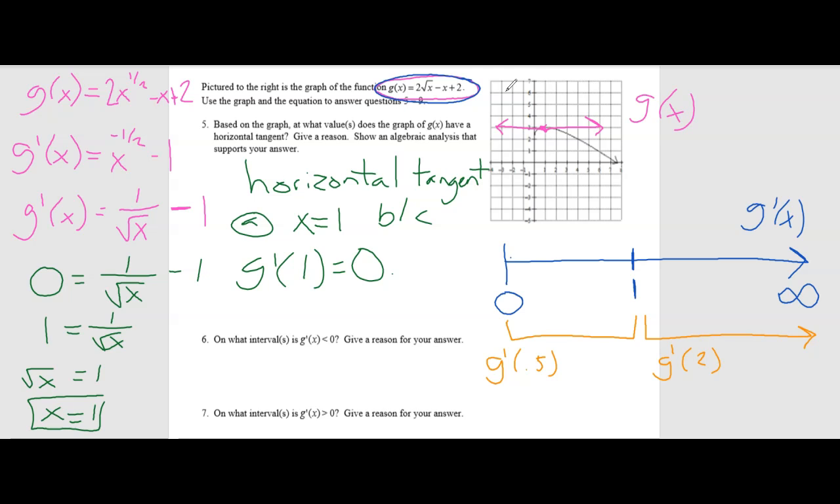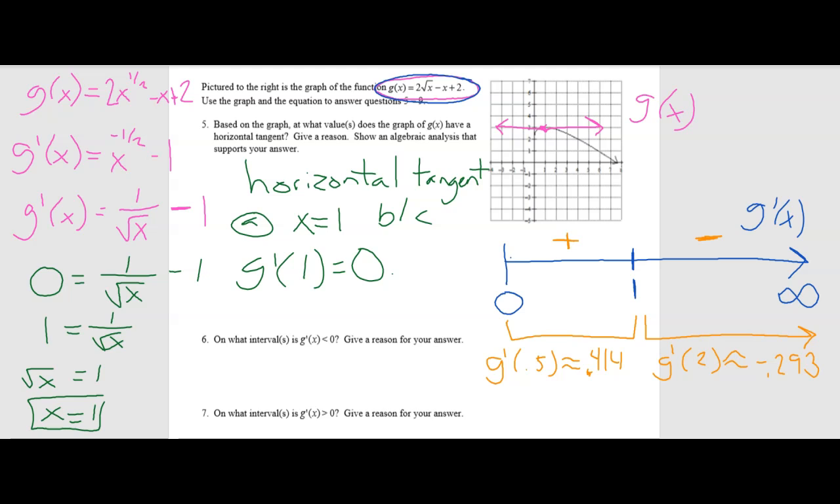So you can just pause the video here, type those values into your calculator, and see what you get for those two. So for g prime of 0.5, we end up getting approximately 0.414. What that means is that all the g prime values from 0 to 1 are going to be positive, and g prime of 2 was equal to a negative number, negative 0.293 approximately. So all the values from 1 to infinity of g prime are going to be negative. So this very clearly tells us on what intervals g prime is negative versus where g prime is positive.